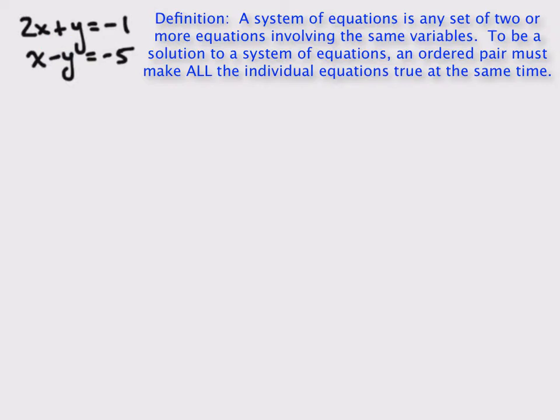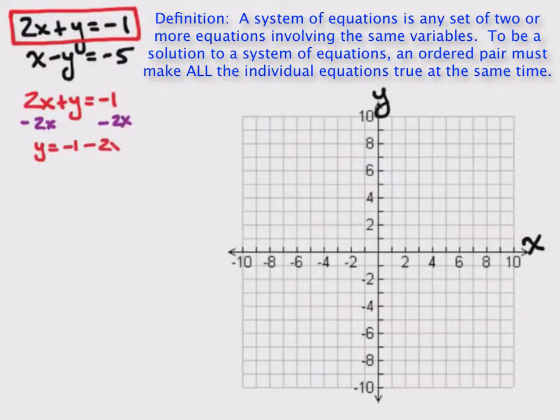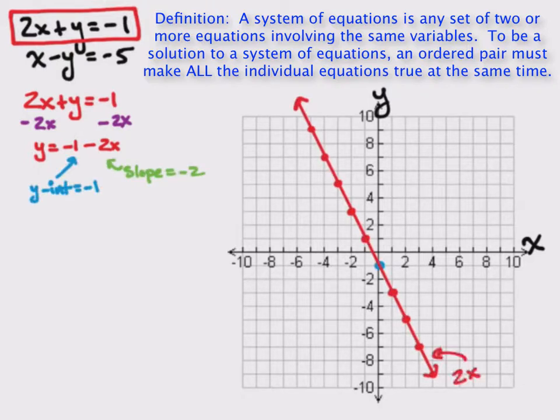That is, we're looking for an ordered pair, x comma y, such that when we substitute those values in for x and y, both equations are made true. Well, we know how to represent all the ordered pairs that are solutions to the first equation. That's just going to be a graph of a line. So let's go ahead and graph it. Alright, so this graph in red represents all the solutions to that first equation, 2x plus y equals -1. Now we know how to represent all the ordered pairs that are solutions to the second equation. That's also just going to be a line. So let's go ahead and graph it.